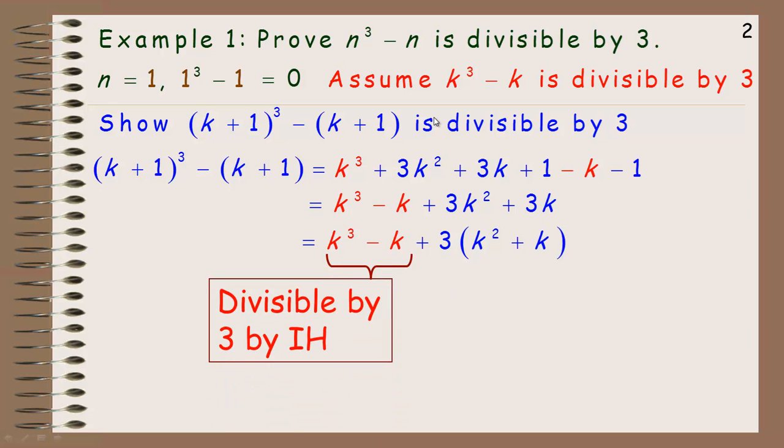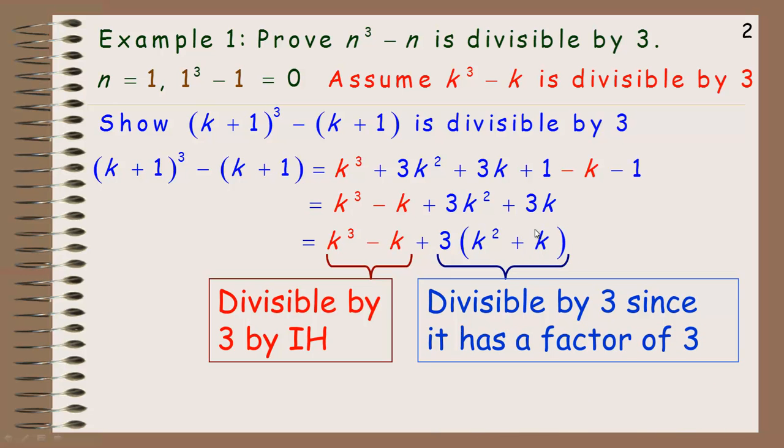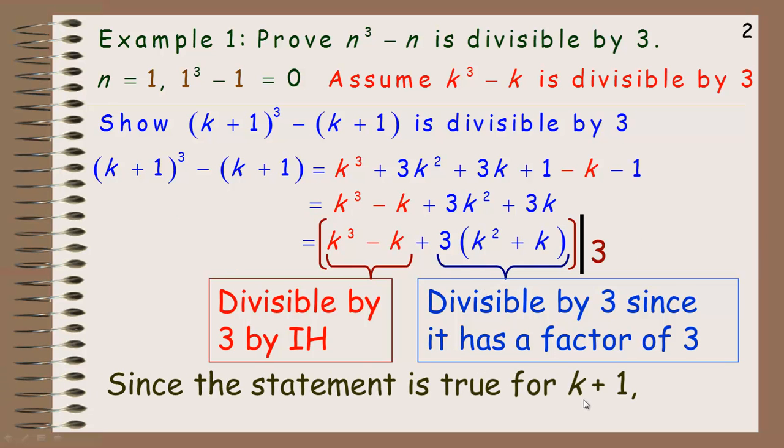Now, this assumption here is called the induction hypothesis. By the induction hypothesis, the k cubed minus k is divisible by 3. This is divisible by 3 because it has a common factor of 3. So that means that the entire quantity is divisible by 3. And so, since the statement is true for k plus 1, then n cubed minus n is divisible by 3 for all n contained in the natural numbers.